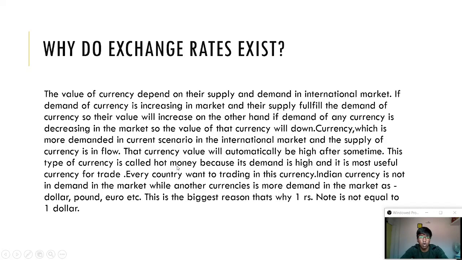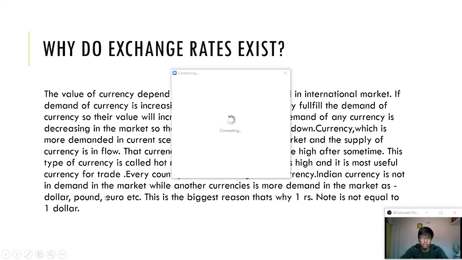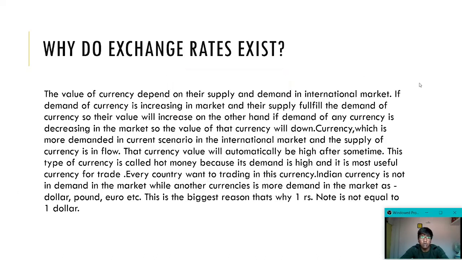This type of currency is called hot money because its demand is high and it is the most useful currency for trade. Dollar, euros, and Great Britain pound are called hot money because the demand is high and they are the most useful currencies for trade. Every country wants to trade in these currencies. Indian currency is not in demand in the market, while other currencies like the dollar, British pound, and euro have more demand. This is the biggest reason why 1 rupee is not equal to $1.